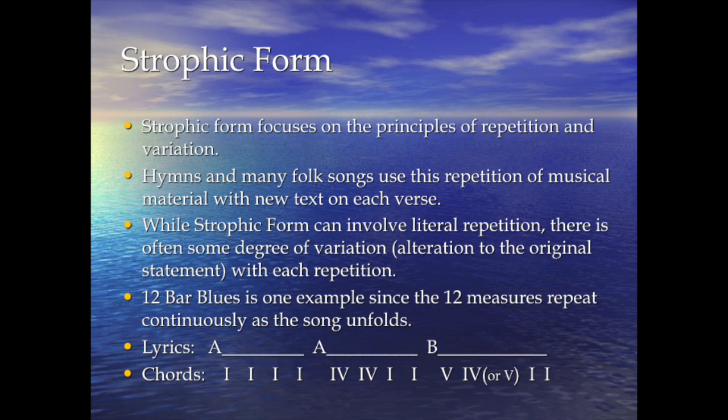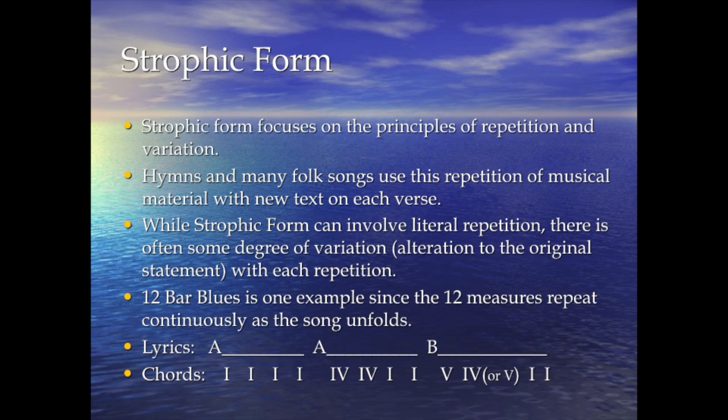Hymns and many folk songs use this repetition of musical material with new text on each verse. So if any of you have sung hymns or folk songs where you sing the same melody over and over with new text, that's an example of strophic form. While strophic form can involve literal repetition, there is often some degree of variation. That's a little bit of alteration to the original statement with each repetition.